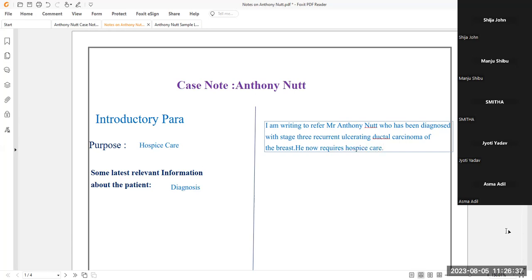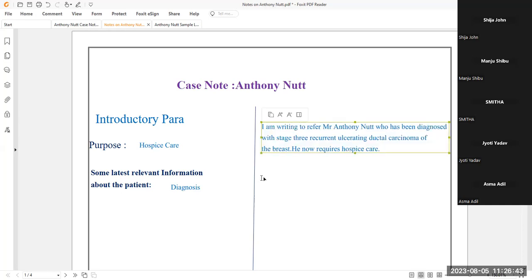Okay, full stop. Any questions about the intro? You might say, ma'am, I'm not comfortable with "I am writing to." You can write it. Thank you for providing hospice care for Mr. Anthony Nutt, who has been diagnosed with stage 3 recurrent ulcerating rectal carcinoma of the breast. Okay, any questions about this introductory paragraph?